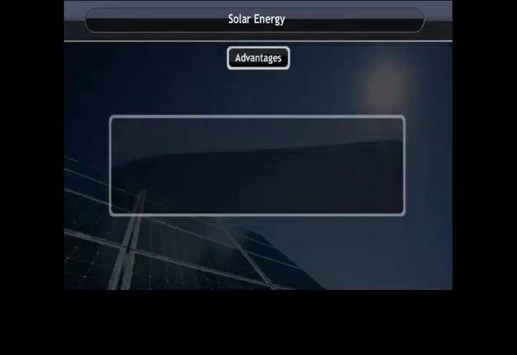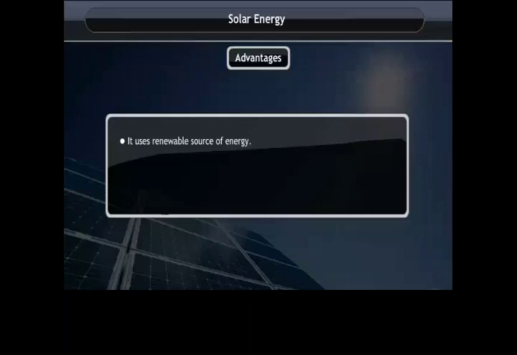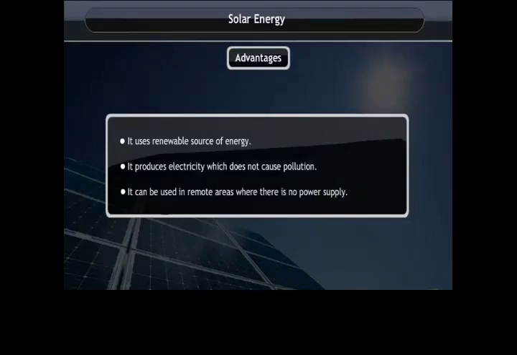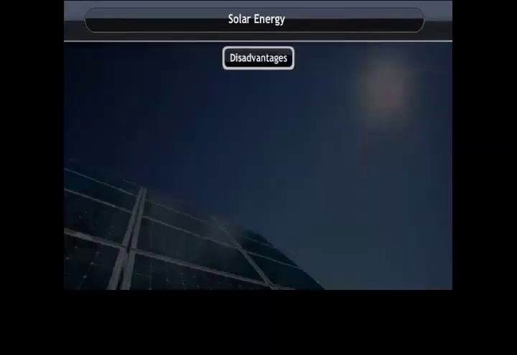Advantages. It uses a renewable source of energy. It produces electricity which does not cause pollution. It can be used in remote areas where there is no power supply.